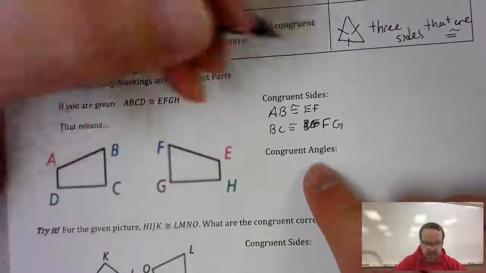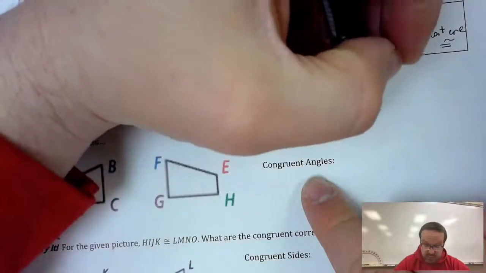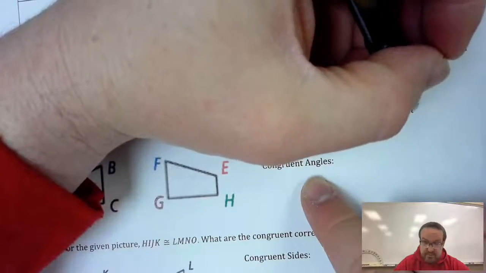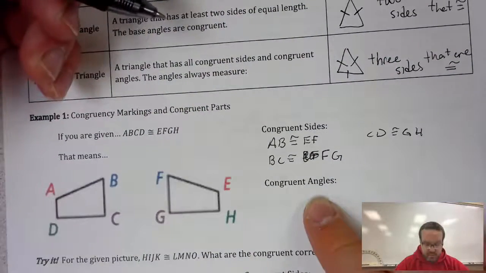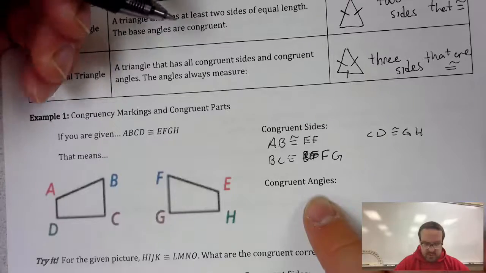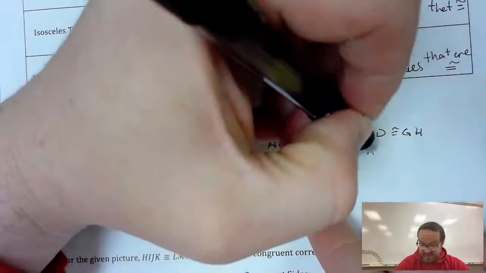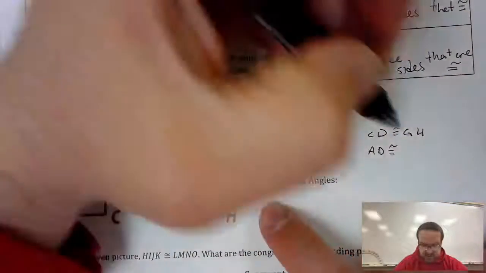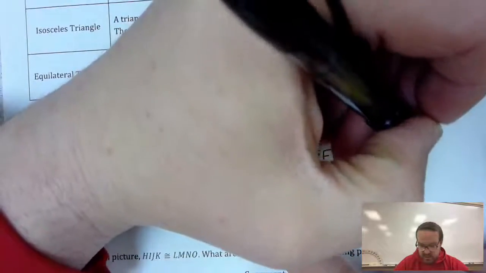I can go through and list two more. Another one would be CD, so that's GH is congruent to that. And then the last one that I would do that I haven't done is AD. And we're just listing the individual sides. So that was red and green. So EH there.